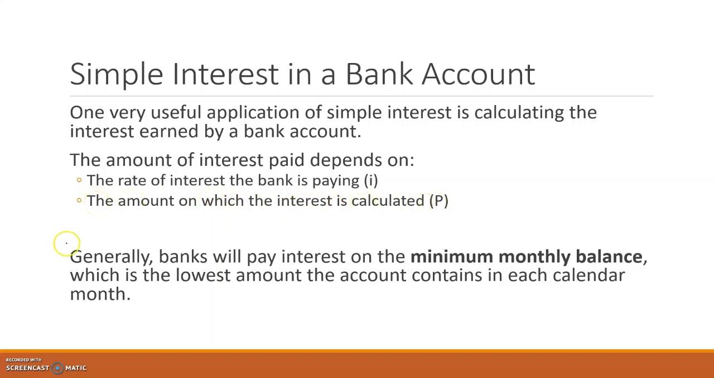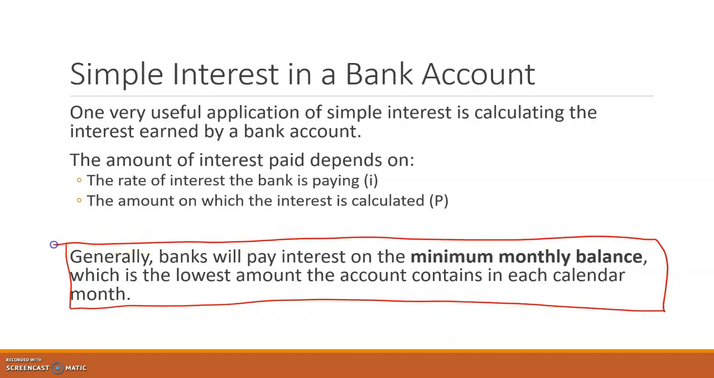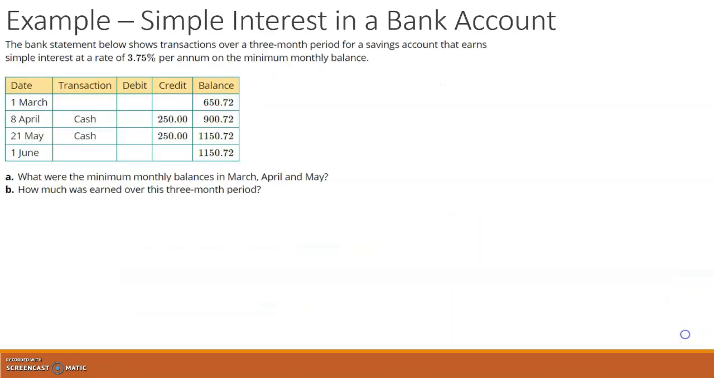Now, here's a general rule for you. Generally, banks will pay interest on the minimum monthly balance, which is the lowest amount the account contains in each calendar month. So in January, if I was paid $2,000, but then by the end of the month I was only left with $200, I don't get interest on the $2,000. I only get interest on the $200 because that was the minimum monthly balance, the lowest amount that I ever had in my account during that month. That will be the principal when I calculate how much interest is earned for that month. So let's take a look at this in an example question.